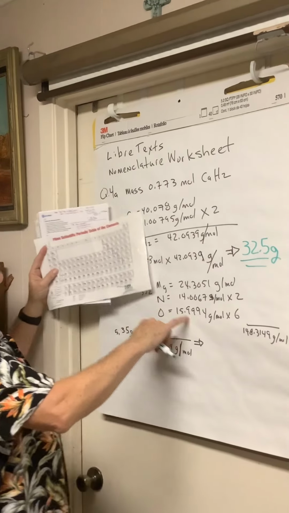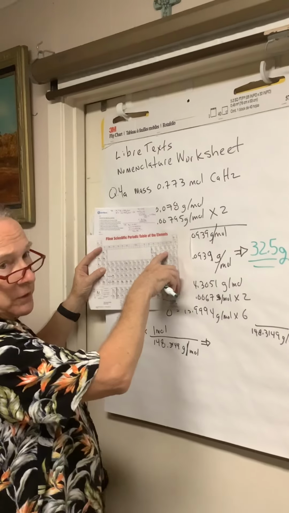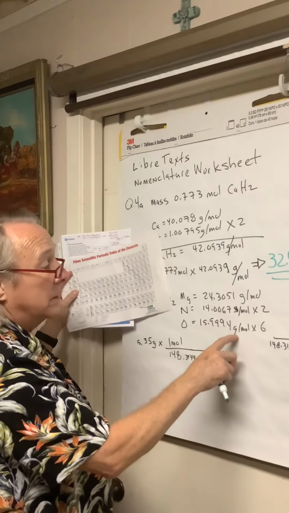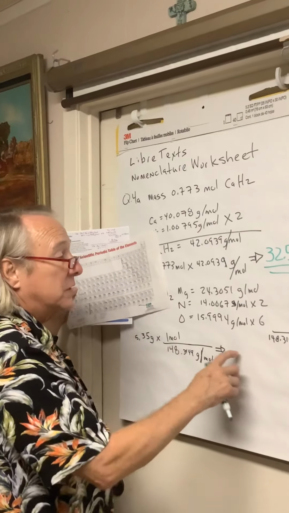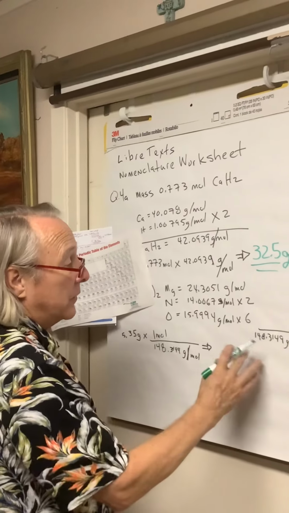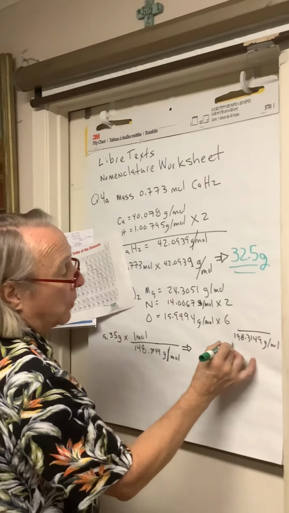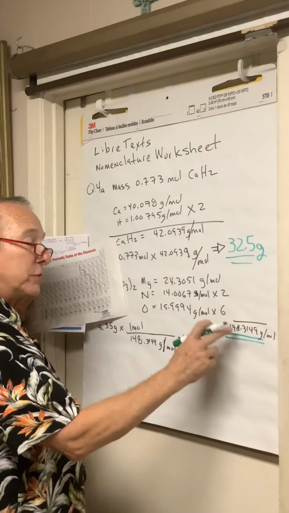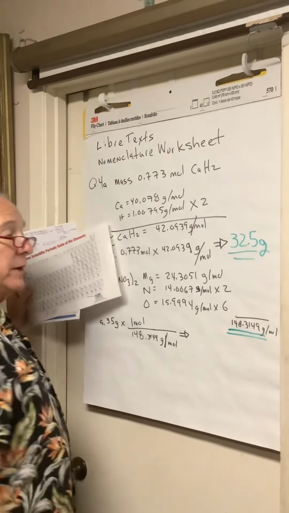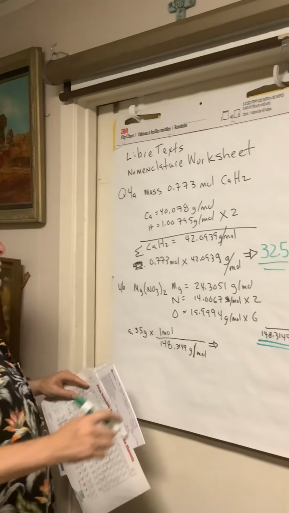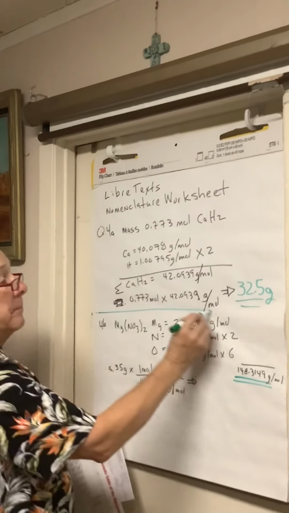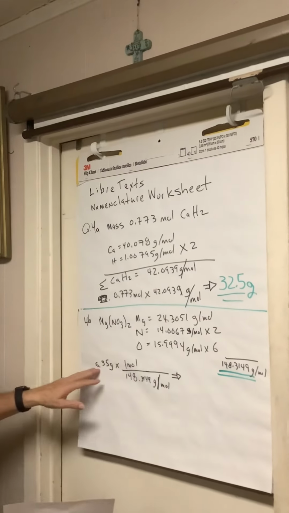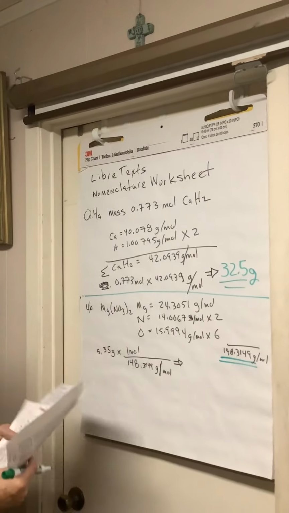So I take my molar mass for oxygen, which is about 16, 15.9994 grams per mole. Multiply that by 6, and if you add all this up, you get a molar mass of 148.3149 grams per mole. Much greater precision than we need for this, because they said you have 5.35 grams.